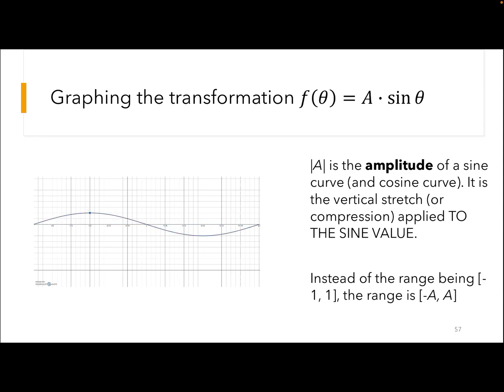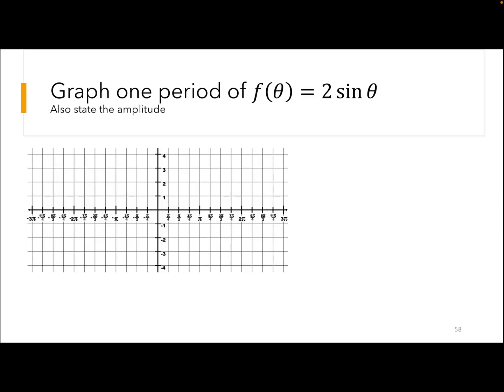And so the range, instead of being -1 to 1, is going to be -a to a, because we're multiplying the sine values by a. So in this case, the output values are going to change, but the input values don't. So our key values of 0, pi over 2, pi, 3 pi over 2, and 2 pi are going to stay the same.